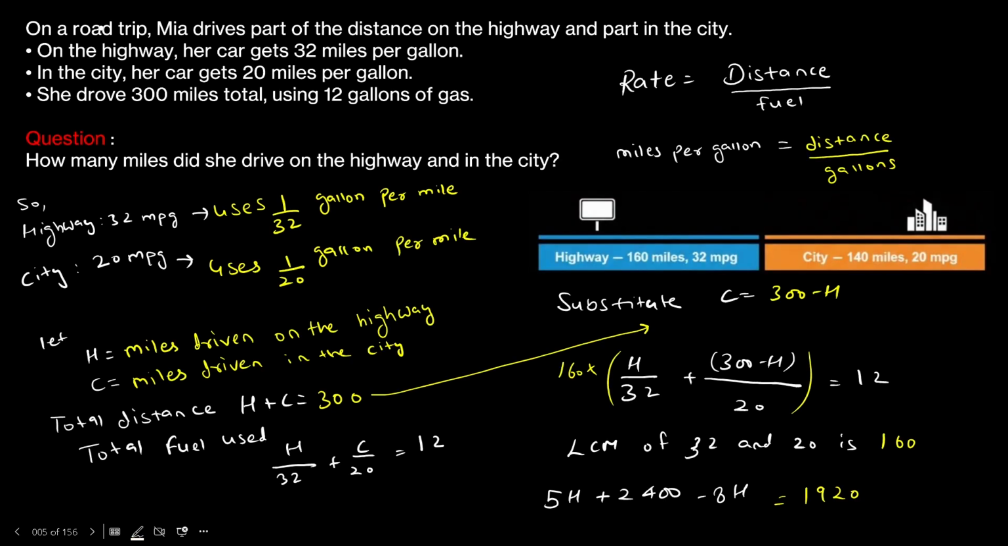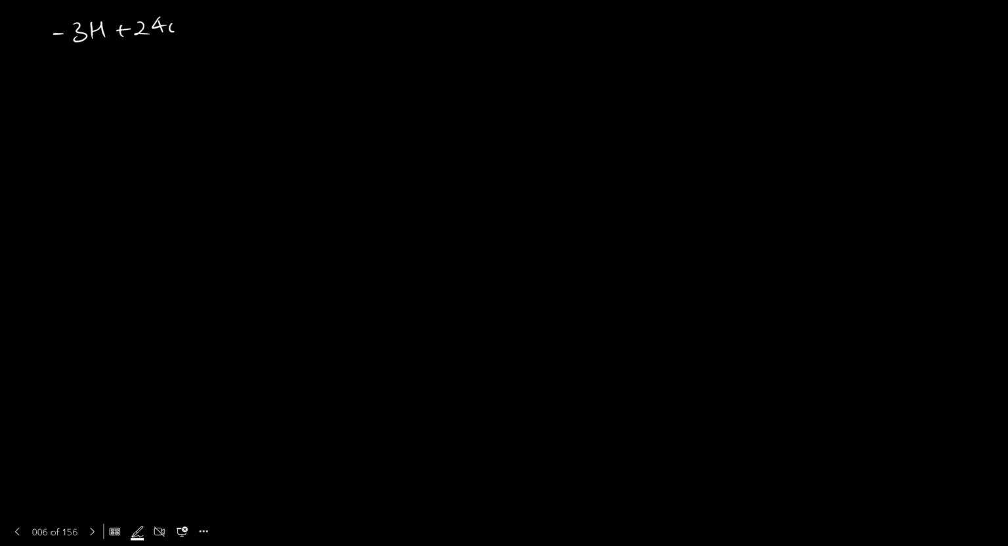Combine like terms to get negative 3H plus 2400 equals 1920. Subtract 2400 from both sides to get negative 3H equals 1920 minus 2400, which is negative 480. Divide both sides by negative 3 to get H equals negative 480 divided by negative 3, which equals 160, which is miles driven on the highway.